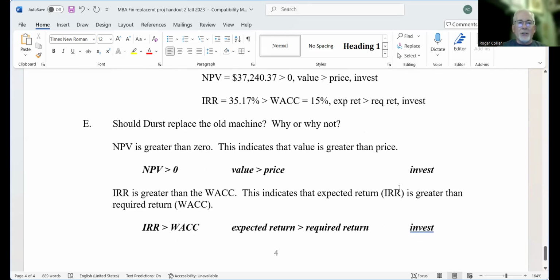So the last question, should the Durst Company replace the old machine? Yes. Why? Because the NPV is greater than 0. Well, so what? Well, that tells me that value is greater than price, so we should invest. And taking it even further, the IRR is greater than the WACC. Again, so what? Well, that tells me that expected return is greater than required return, so we should invest.